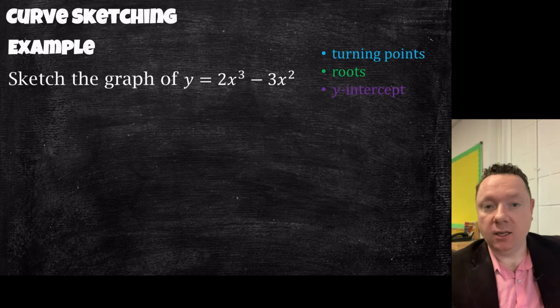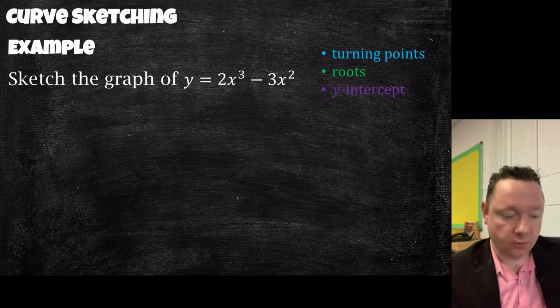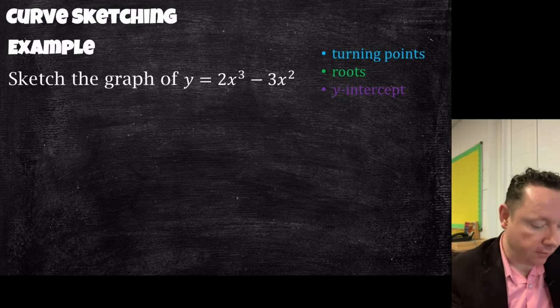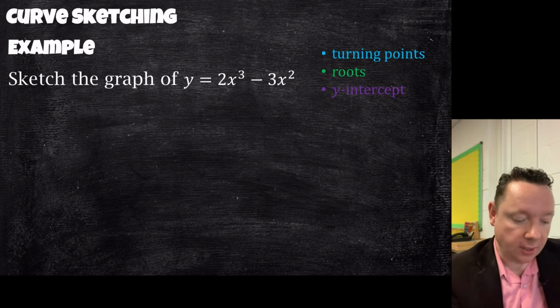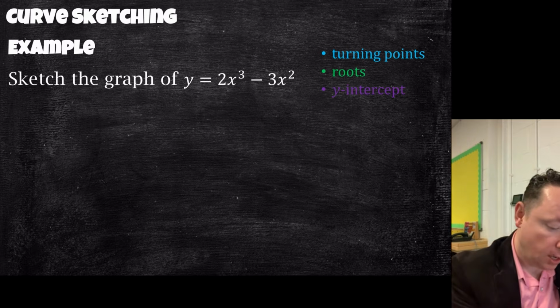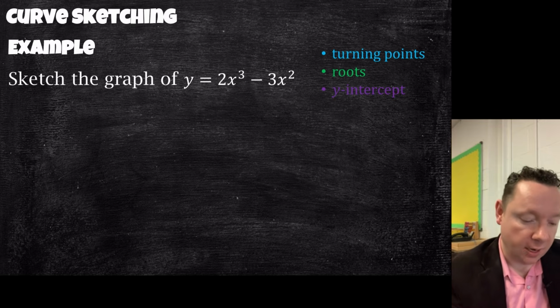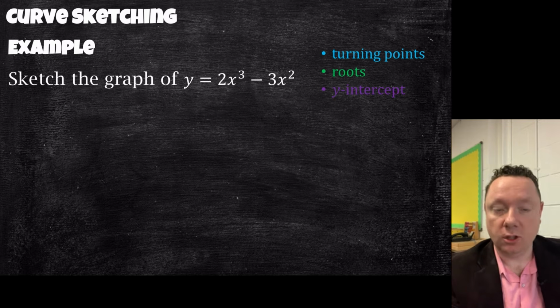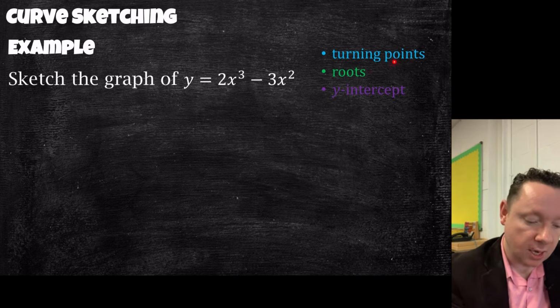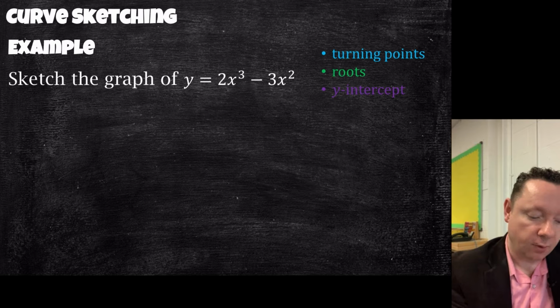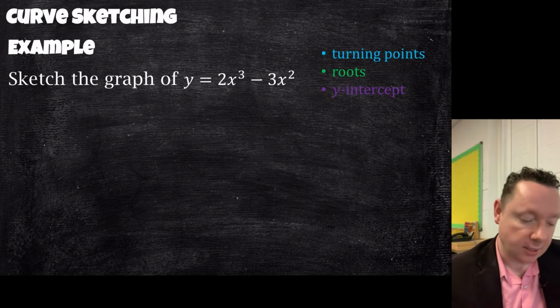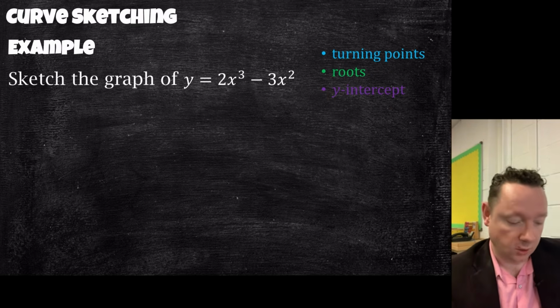Now looking at a little bit of curve sketching, because sometimes you need to draw curves of things. So let's look at this graph here. We've got sketch a graph of y equals 2x cubed minus 3x squared. Now, if you remember from National 5, you need a few things when you're doing curve sketching. You need to find the turning points, you need to find the roots, and often you need to find where it cuts the y-axis or maybe even the x-axis. So I've taken note of 3 bullet points there.